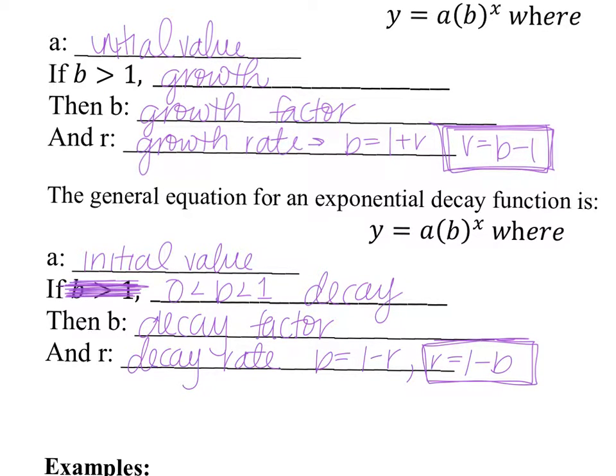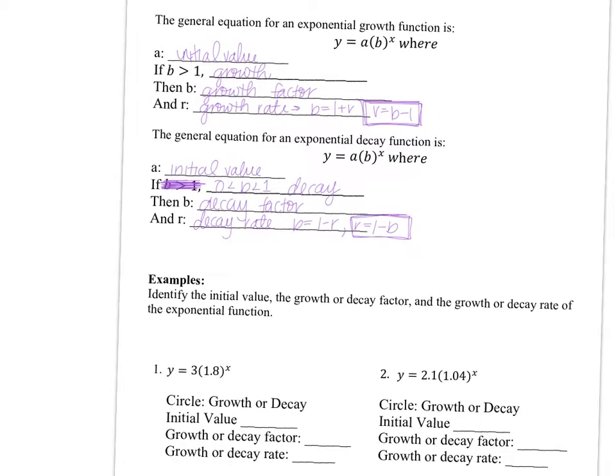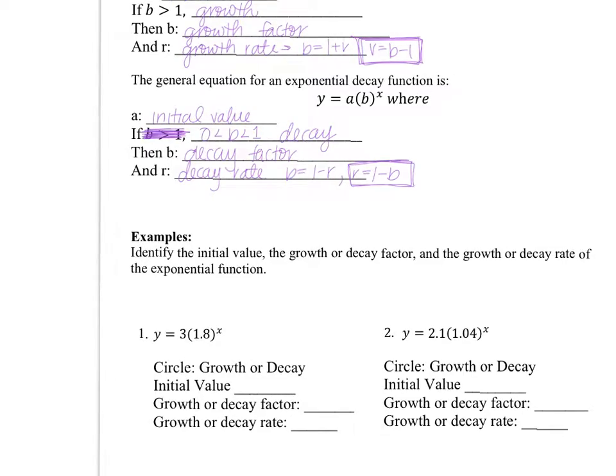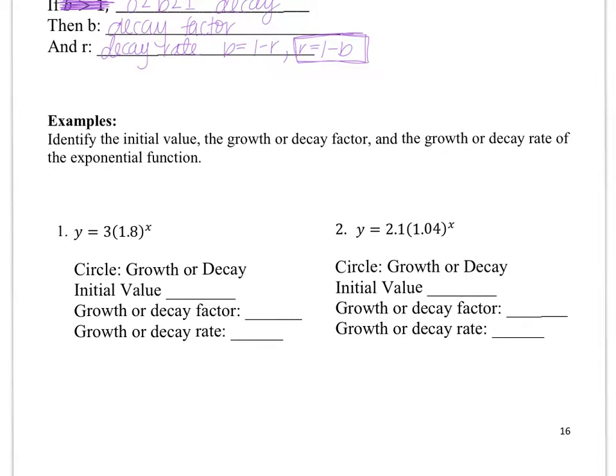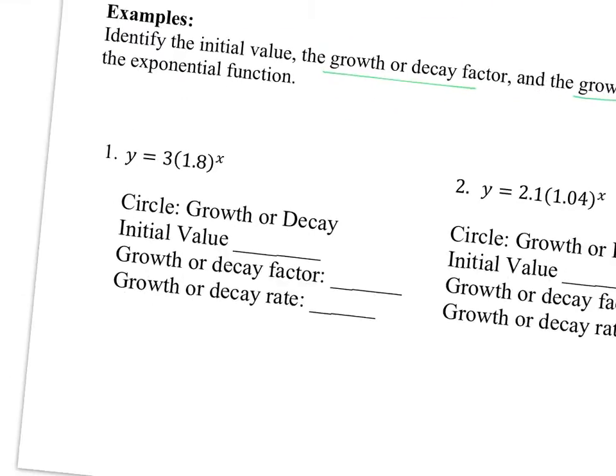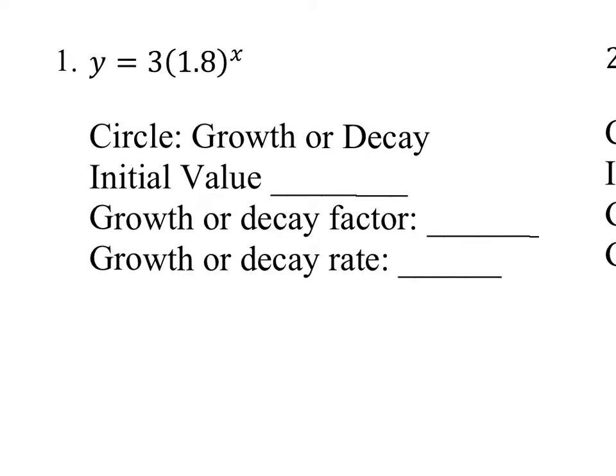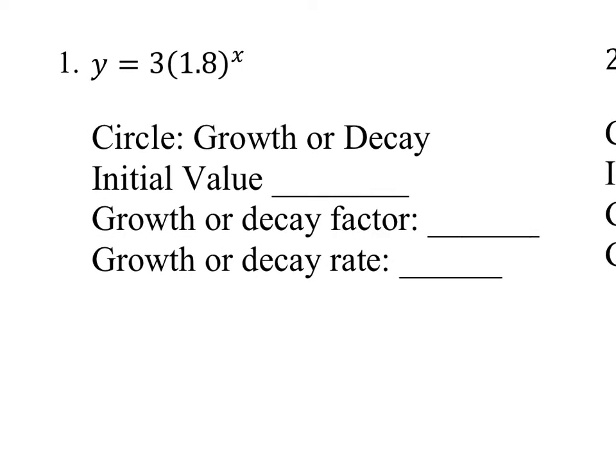So let's go ahead and practice. Let's practice some scenarios where we have to find the initial value, the decay factor, and the decay rate. We're going to identify the initial value, identify if it's growth or decay, then find the growth or decay rate. Looking at number 1, I need to decide if it is growing or decaying. Well, what is b? b is 1.8. So b is larger than 1. That means it is going to be growth.